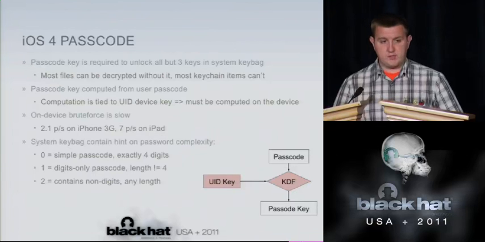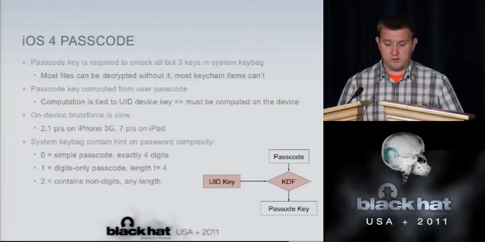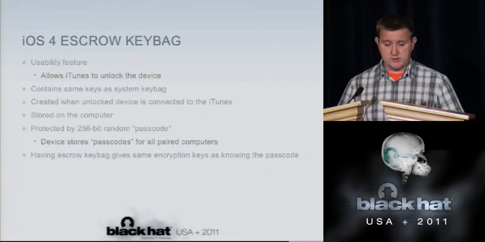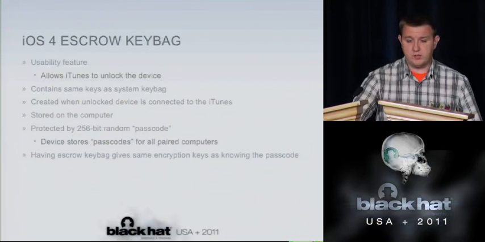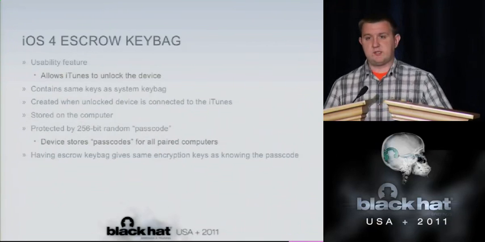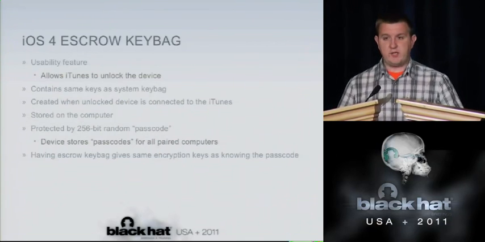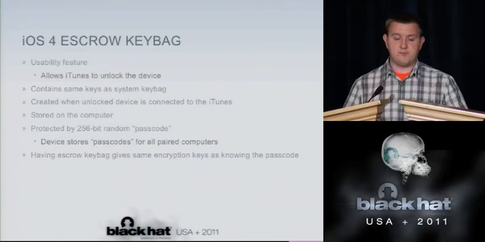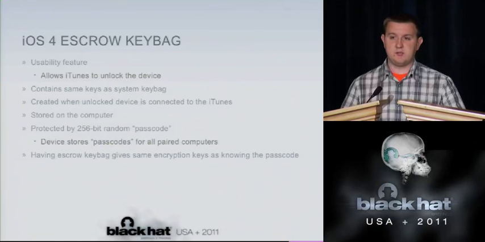So there's another option of obtaining the complete set of unlocked content protection keys, and this is the iOS 4 escrow keybag. The escrow keybag holds the same content protection keys as the system keybag. It is created by iTunes the first time the device is connected to the computer in the unlocked state. The keybag itself is stored on the computer, on the PC or on the Mac, and it is protected with a random 256-bit passcode, and the passcode is stored on the device.